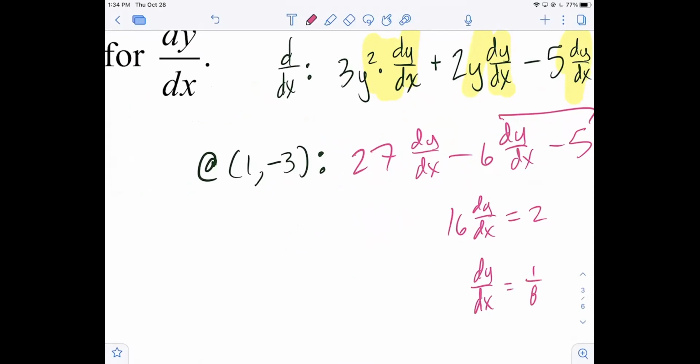Anytime you plug in, you go from a variable to a constant, you need to indicate how you're doing that. All right. Implicit differentiation, kind of fun, right? Yeah, emphasis on fun.